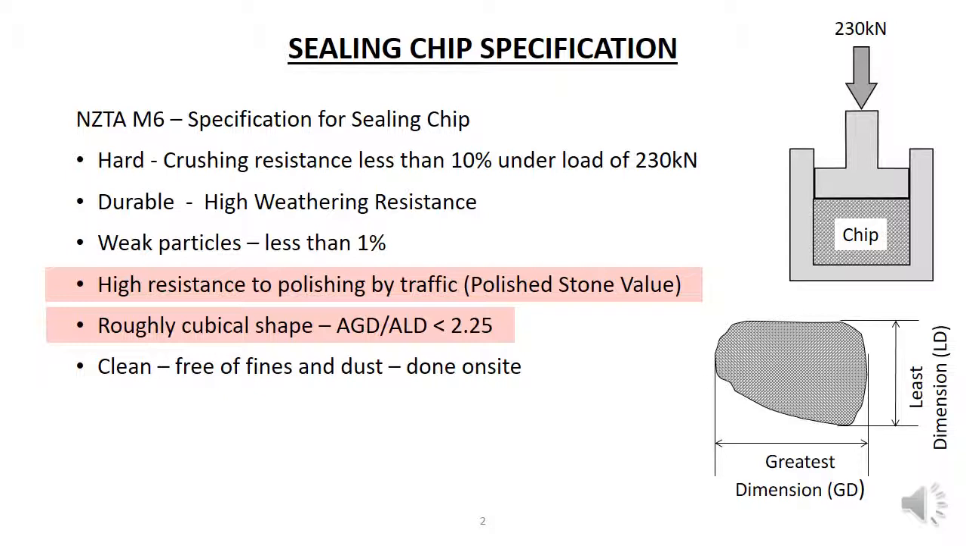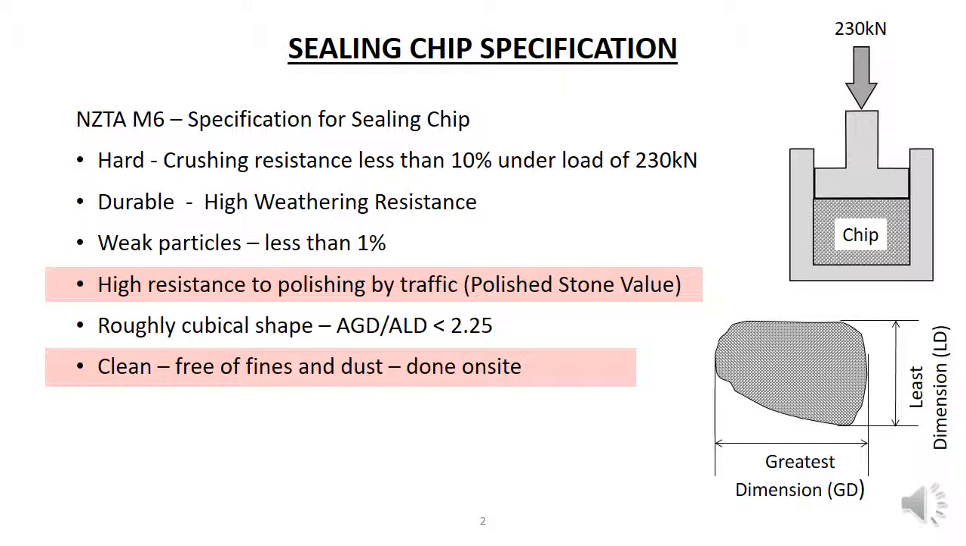This test involves measuring the greatest and least dimensions of a sample of chips and determining the averages to get the average greatest dimension, or AGD, and the average least dimension, or ALD. The ratio of the average greatest dimension to the average least dimension should not be less than 2.2 times, which effectively means that the chip's shortest side should be about half the length of the longest side.